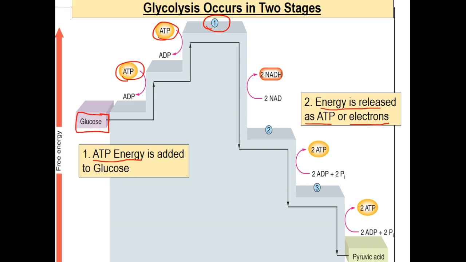So let's look here in stage 2. In step 2 of stage 2, we have energy released as electrons, which are going to NAD to make NADH. And in step 3, we have energy going in to make a total of 4 ATP. And ultimately, glucose is broken down into pyruvic acid. On the next couple of slides, we're going to take a look at these 2 steps again, except that we're now going to look at renditions of the actual molecules that occur in glycolysis.